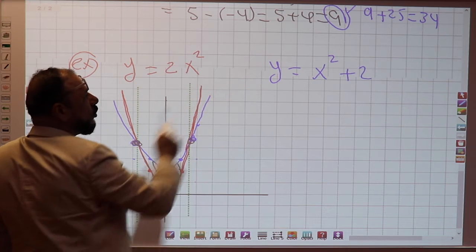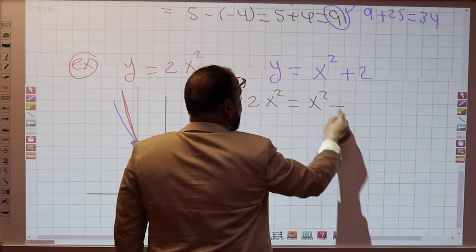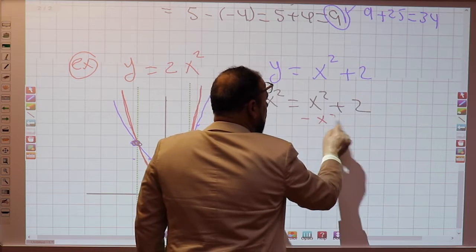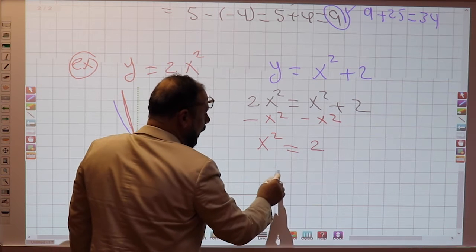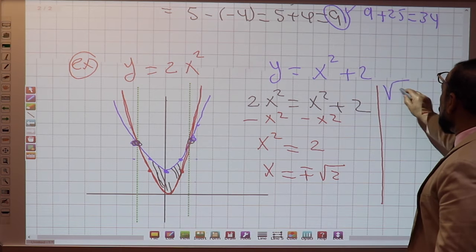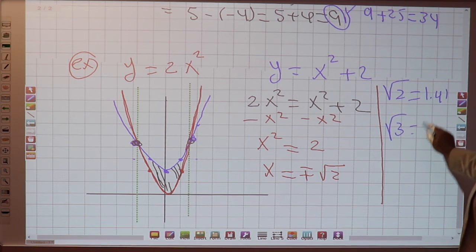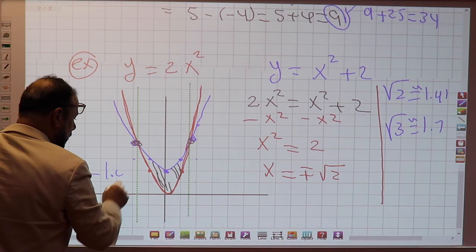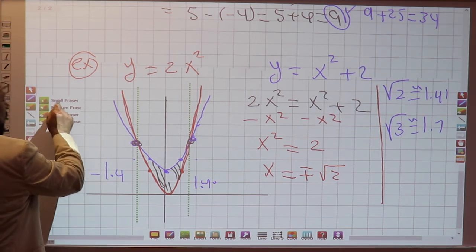You find these two points by making the two functions equal to each other. 2x squared equals x squared plus 2. Then you subtract x squared from both sides. Then x squared equals 2, then x equals plus or minus square root of 2. I tell my students all the time, square root of 2 is a very well-known value, about 1.41. You can take it as 1.4. Square root of 3 is around 1.7. Then here I have negative 1.4, and here we have 1.4.